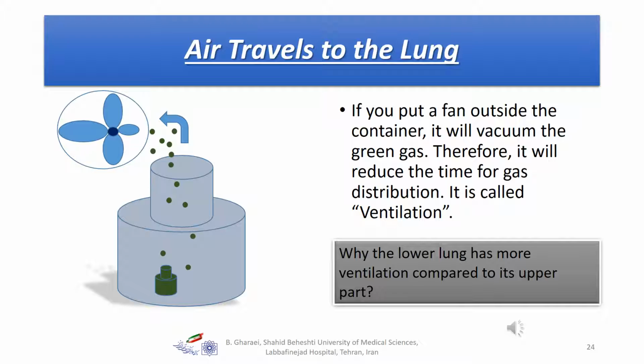In your lung, we have both systems, I mean distribution of a gas and ventilation. So my question is, why does the lower part of your lung have more ventilation compared to its upper part? The answer to this question is not given in the slides, and I would like to ask you to find the answer on the internet or in books, or ask it from your colleagues.